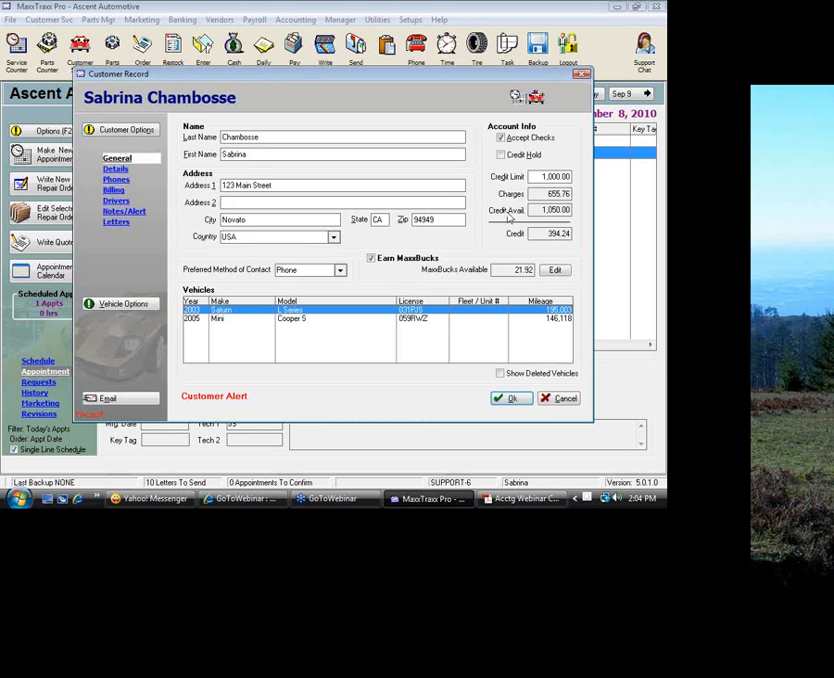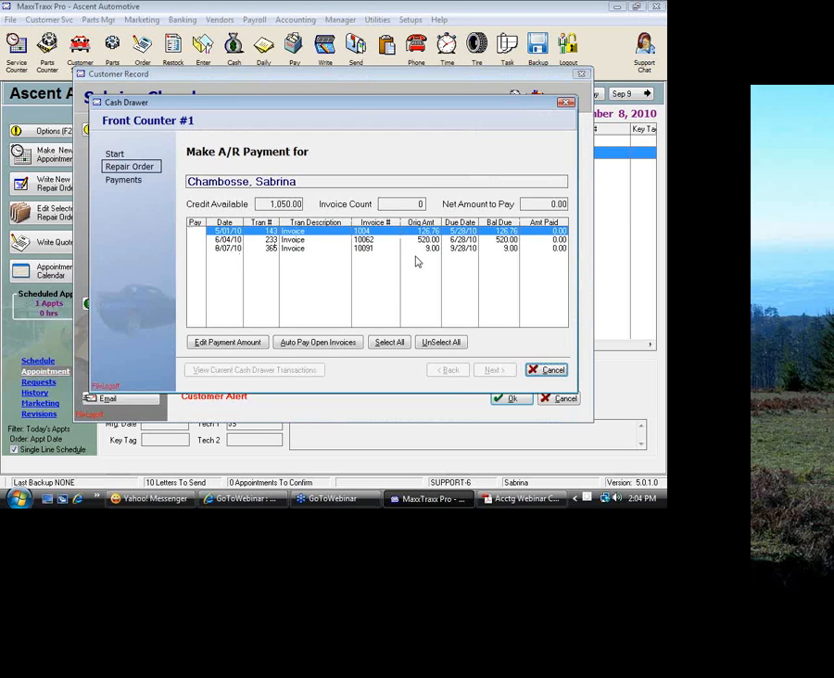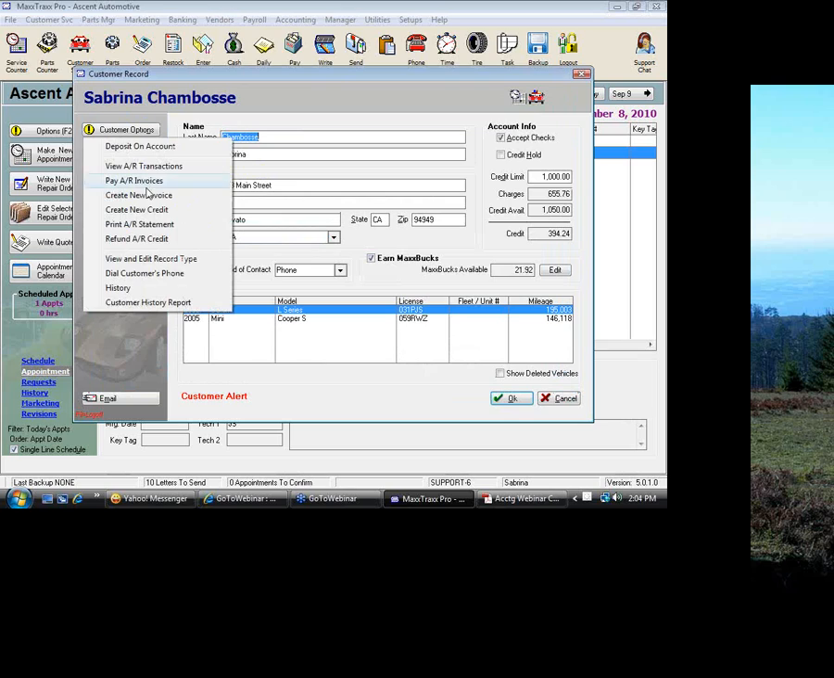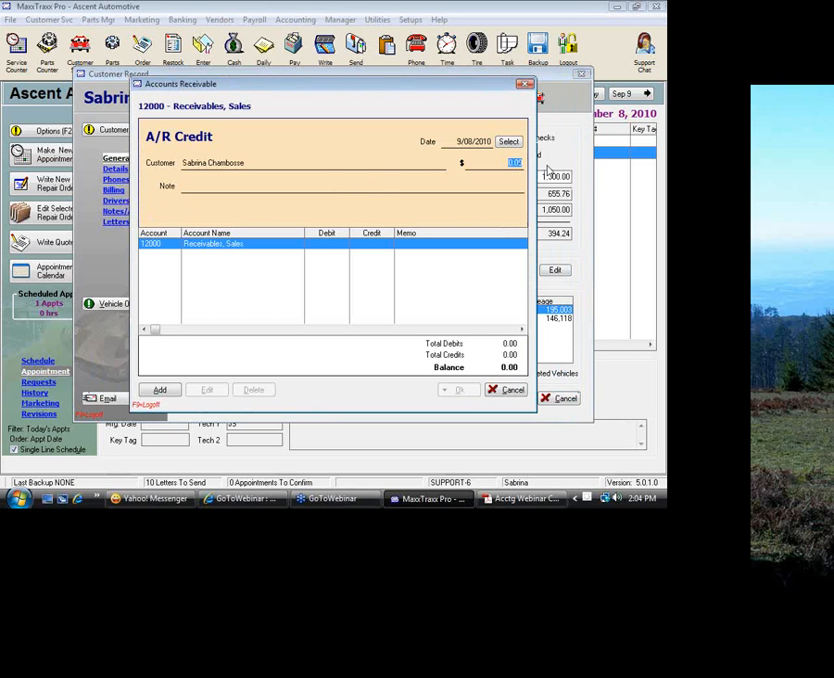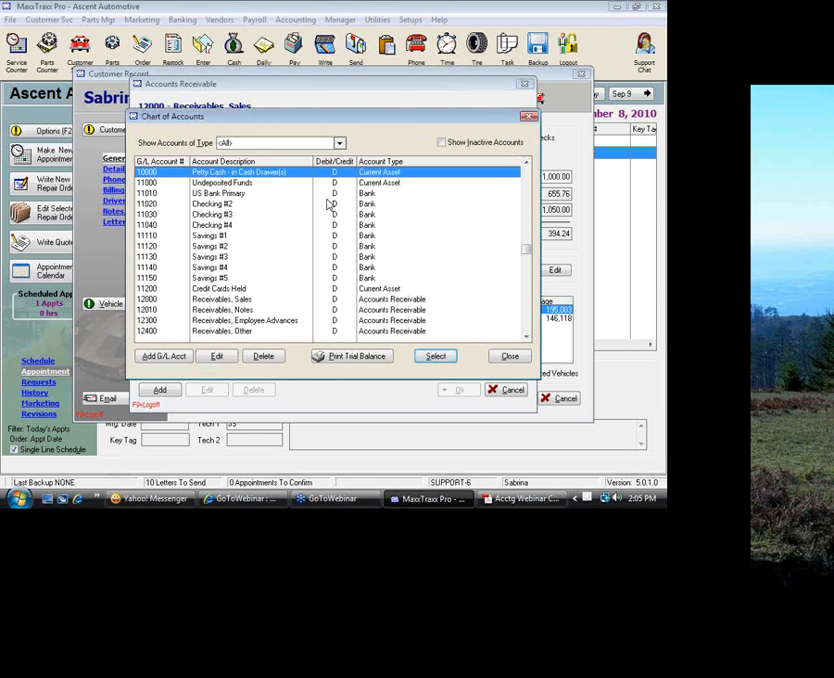Let's say I'm going to get some of this money, but I'm never going to get this $520 ever. I just know it. So I'm going to create a new credit. How much was that? $520, $590? I don't remember what I said. I'm crediting back this person in bad debt loss. I'm going to hit either Tab or the Add button, but if I hit the Tab key, it brings up the disbursement window automatically.